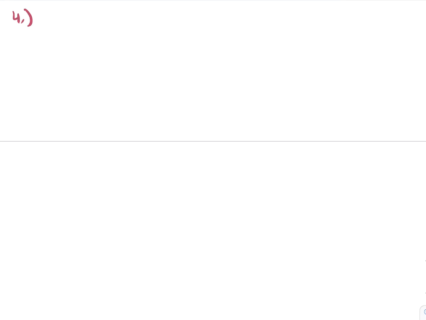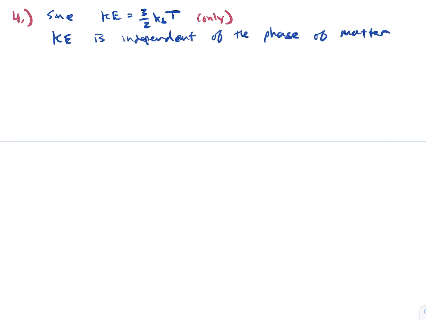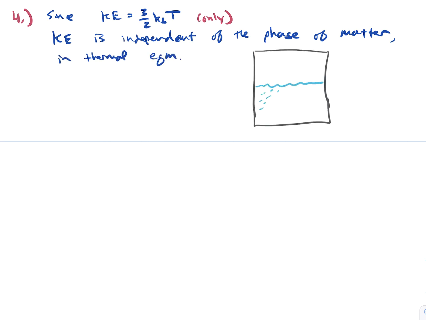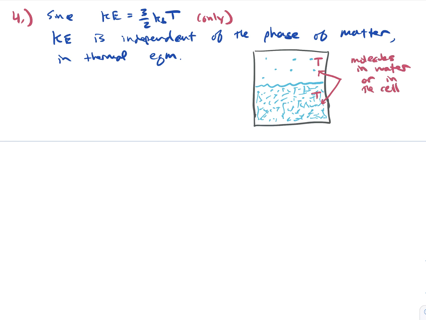Okay, for this next topic, we can note that since the kinetic energy of a molecule is 3/2 kT, it depends only on the temperature, nothing else, then we can say that the kinetic energy of a particle is independent of the phase that the matter is in. In other words, in thermal equilibrium. That is, if we have a container with water in it and gas in it, vapor, it doesn't matter whether we're looking at an oxygen or water molecule in the gas phase or the liquid phase, those molecules, whether they're in water or in a biological cell, their kinetic energy will still be 3/2 kBT.